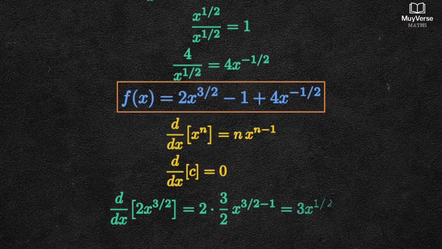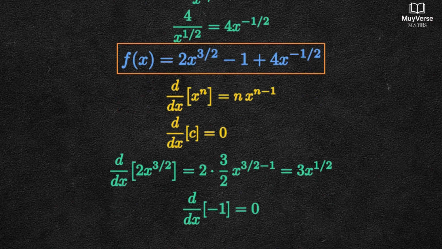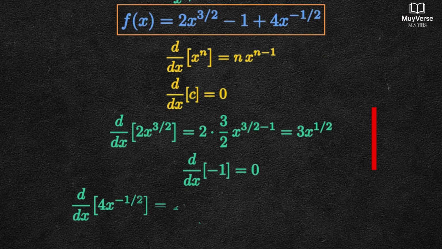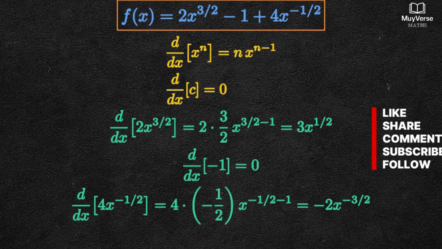Differentiate the constant negative 1, which becomes 0. Differentiate 4x to the negative 1/2, which becomes 4 times negative 1/2 times x to the negative 3/2. That simplifies to negative 2x to the negative 3/2. Combine the pieces to get f prime of x equals 3x to the 1/2 minus 2x to the negative 3/2.